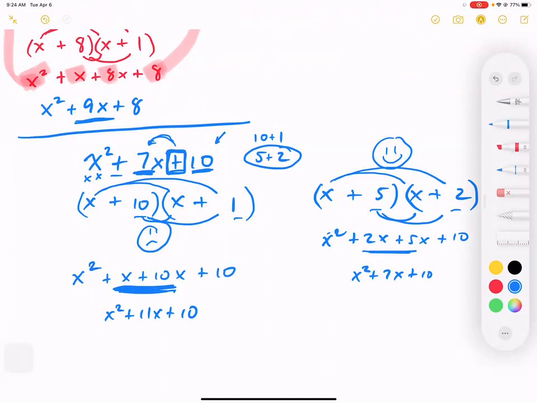Okay, so the answer would be x squared plus 7x plus 10. If we factor this, the only possibility would be x plus 5 and x plus 2. If you want to write it backwards, x plus 2 and x plus 5, yes, that would also be 100% okay. The order does not matter. Is there a difference between 2 times 5 or 5 times 2? They would both give us 10.